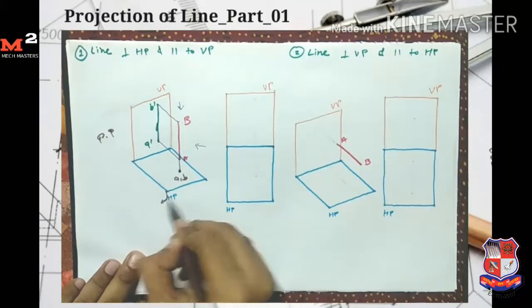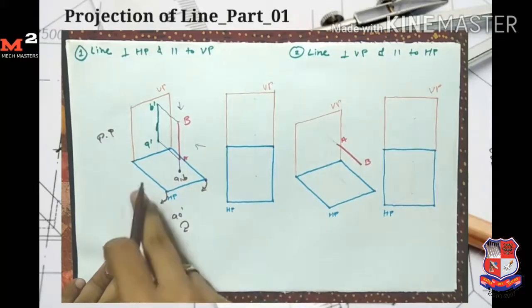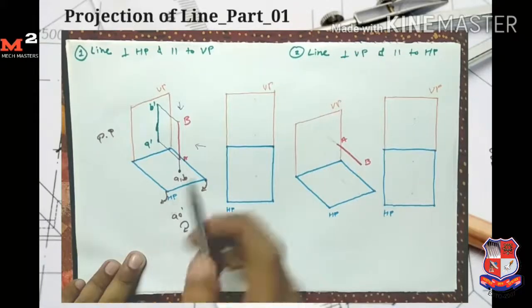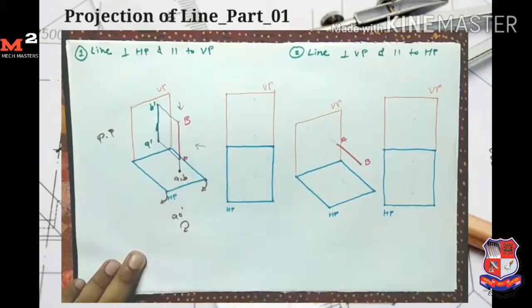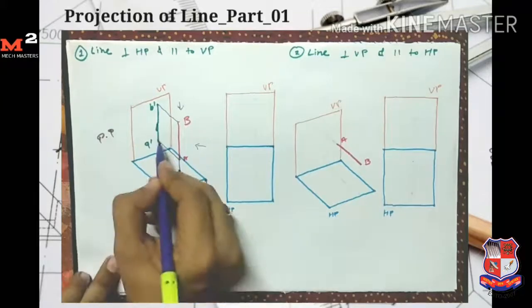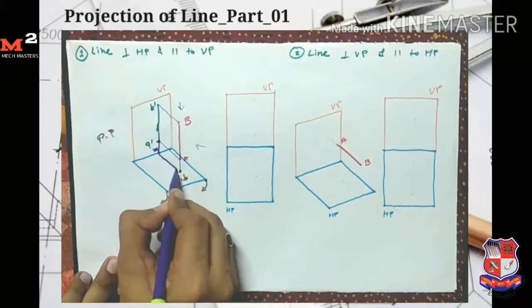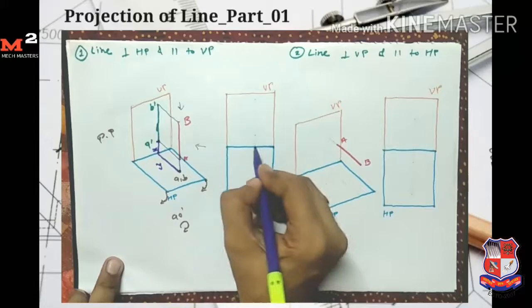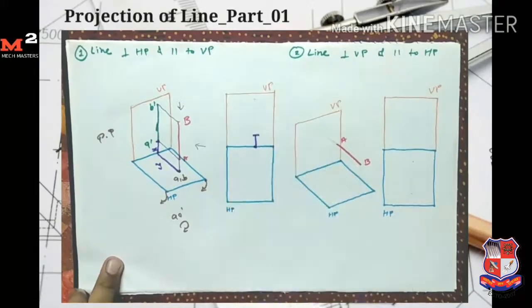I simply rotate the horizontal plane 90 degrees in the clockwise direction, so I get the horizontal plane exactly below the vertical plane. Similarly in this way, here I first mark the point A. For example, point A is x mm above the HP and y mm in front of the VP. So from the reference line I measure x mm above the HP and mark the point A dash.